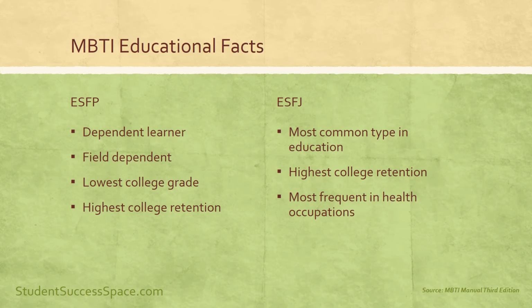An ESFJ is the most frequent type for education and the highest in college retention. They're the most frequent type among high school officers within a health occupation.